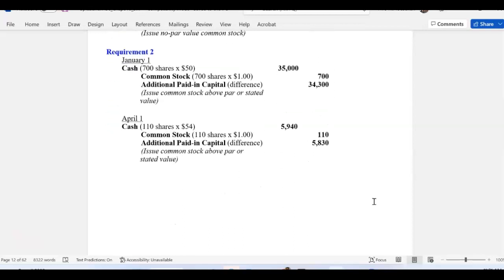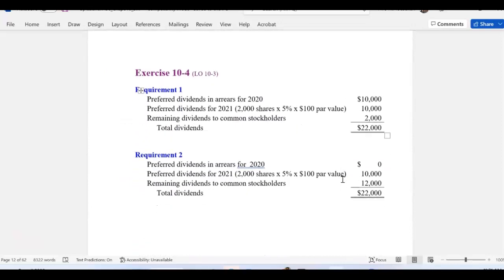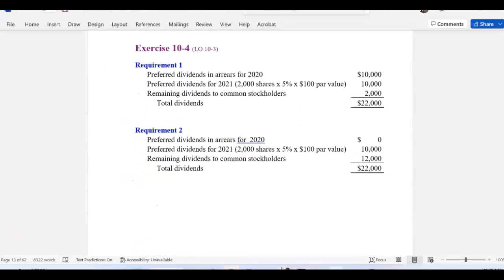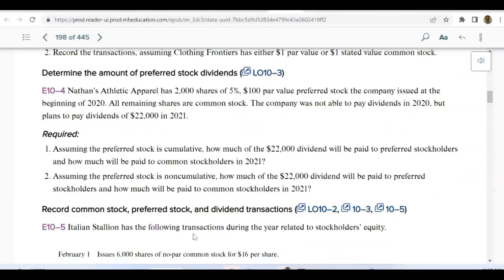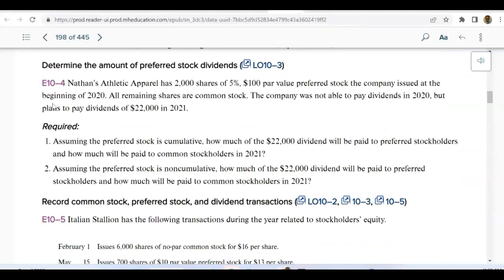Okay. So let's do at least 2 more problems. Okay, exercise 4. In exercise 4, it says Nathan's has 2,000 shares of 5%, $100 par value preferred stock. 5% means this preferred stock will provide a dividend of 5% of par value to the shareholders.